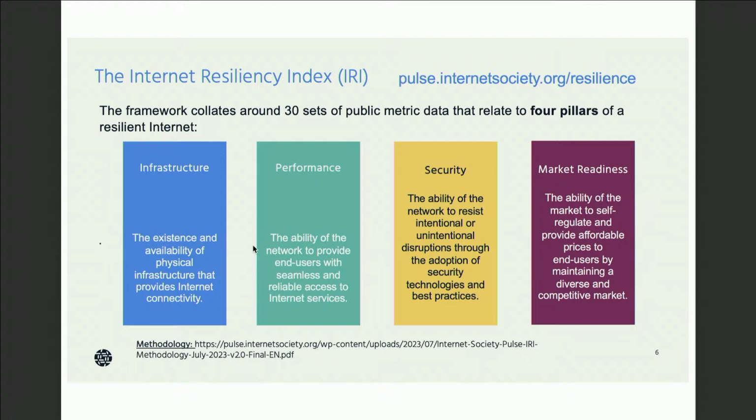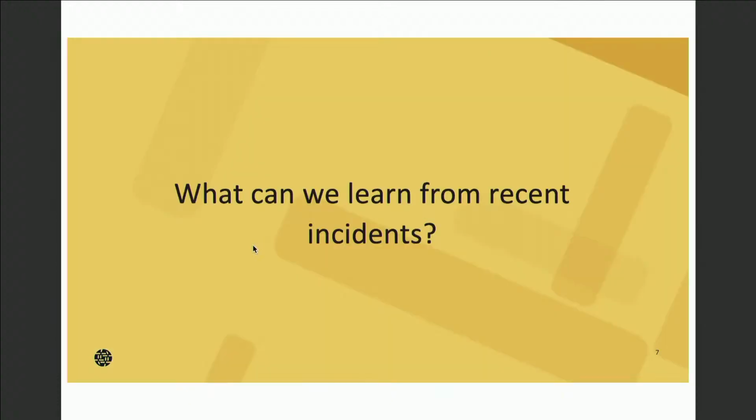We thought that, okay, the internet is not only made of technical things, we need to add what we usually call layer 8 and layer 9 considerations in that index. And we looked at market readiness, things such as market concentration. Do we see good competition in the market? Do we see good pricing in terms of internet services? So these are all captured in that last pillar called market readiness.